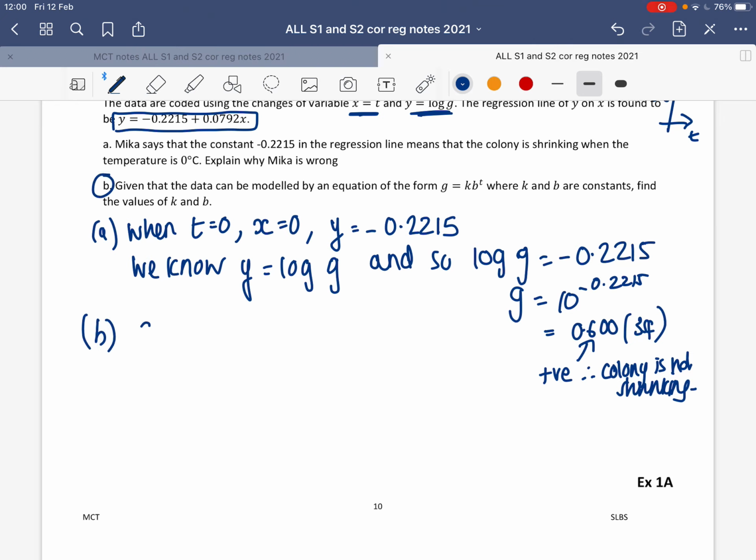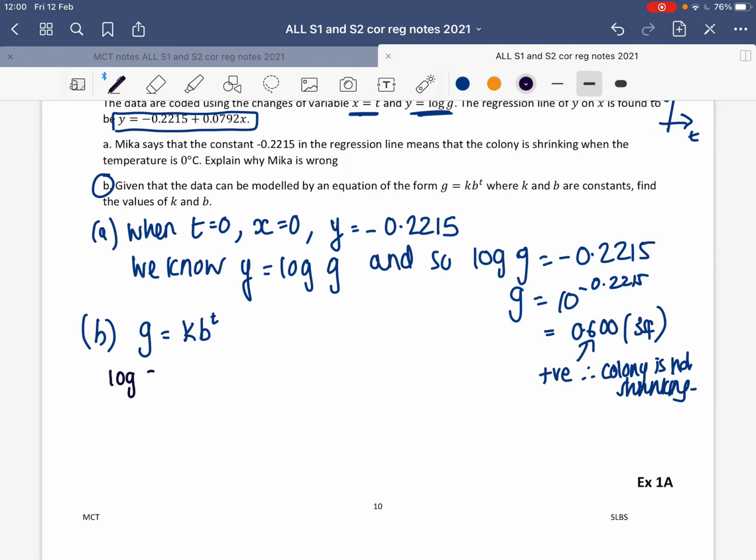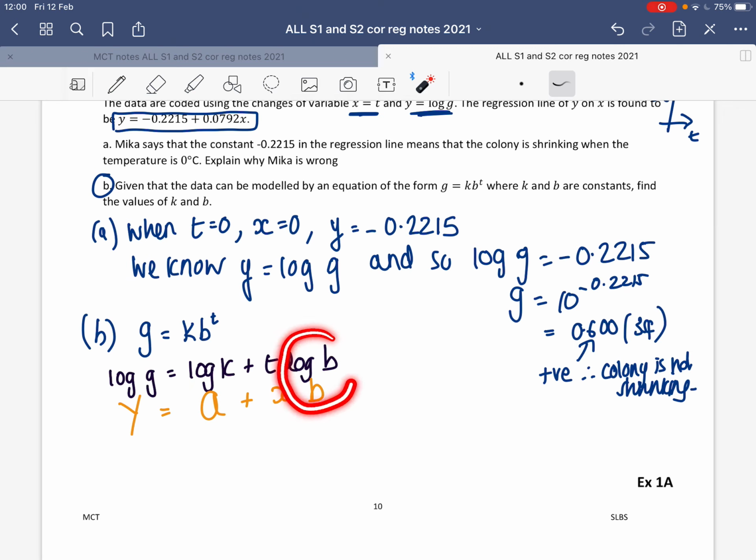Okay, part B. Given the data can be modelled by an equation in the form G equals K B to the T, where K and B are constants, find the values of K and B. So back to the usual routine. Take logs. And you'll get that. I just took a few shortcuts, all right? Stick it against a straight line. Y equals A plus BX.